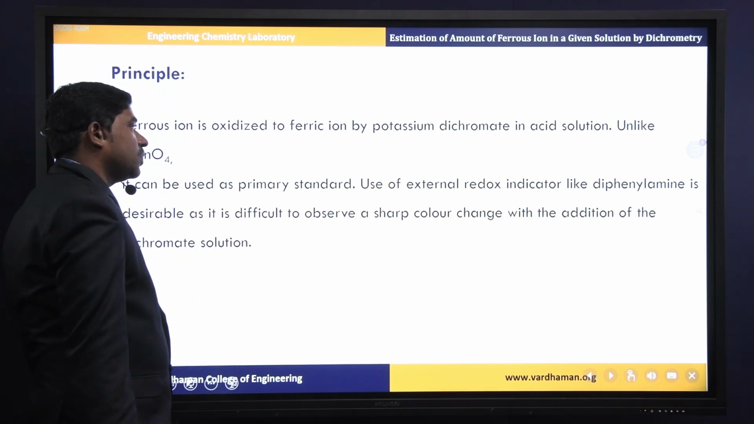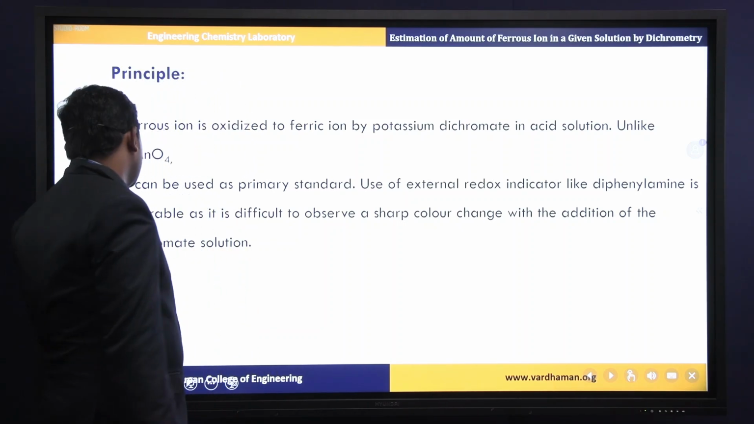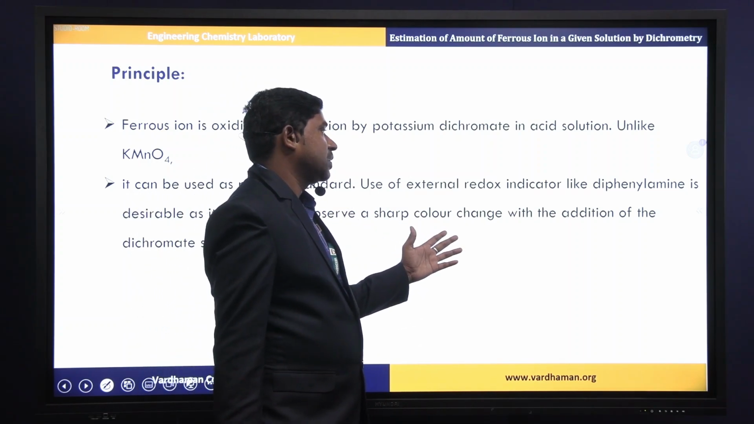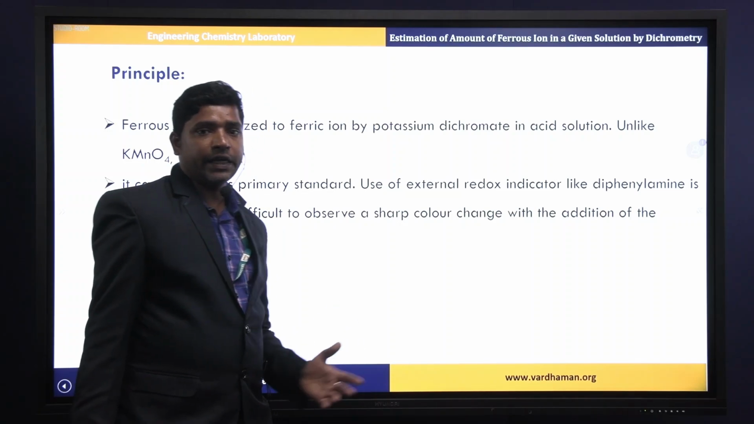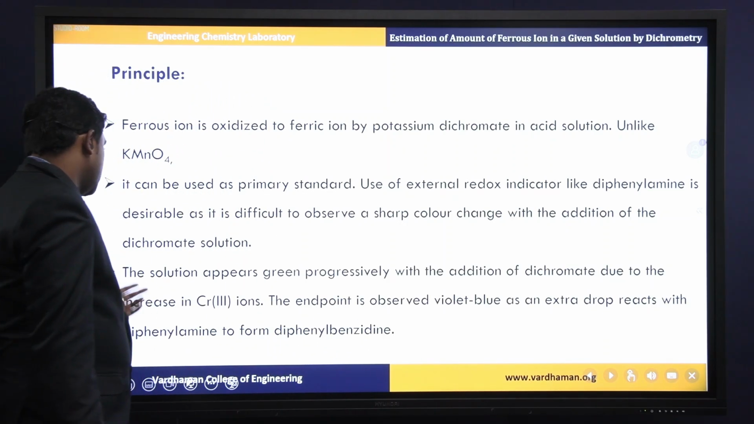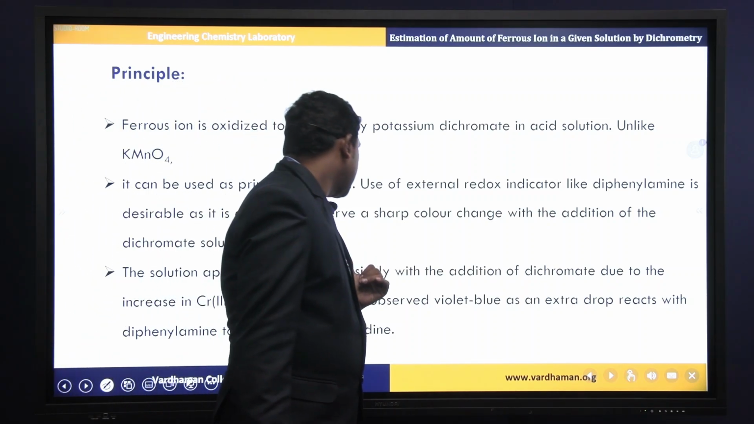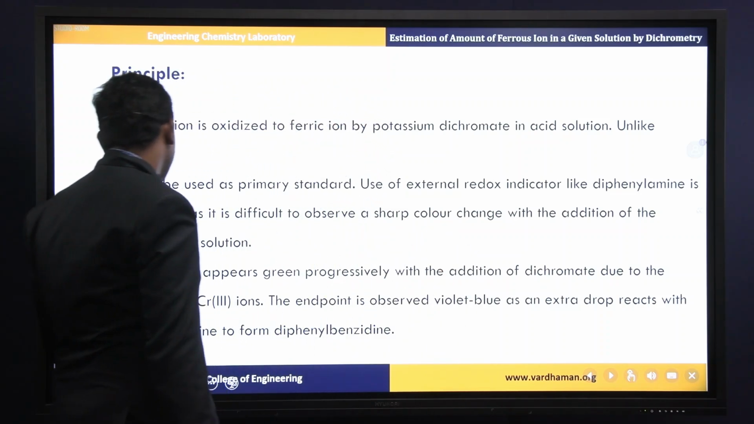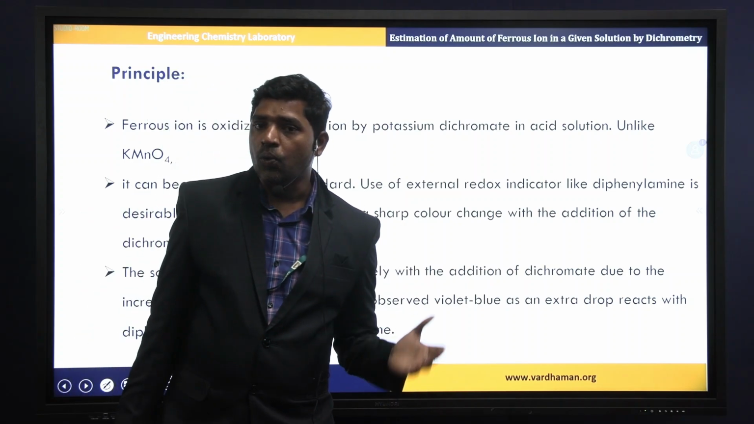In this experiment, we have to use diphenylamine as an indicator. It is difficult to observe a sharp color change on the addition of the potassium dichromate, so we have to use the indicator. That indicator is diphenylamine. Initially, the solution appears green. This green color indicates the formation of chromic ions in the solution. At the end point, we should get a violet blue color.